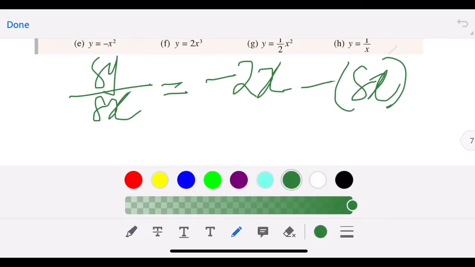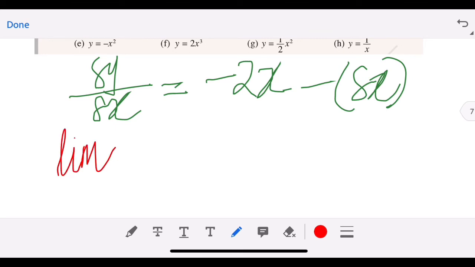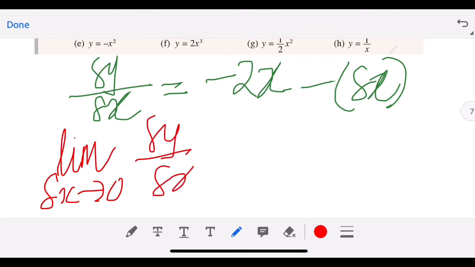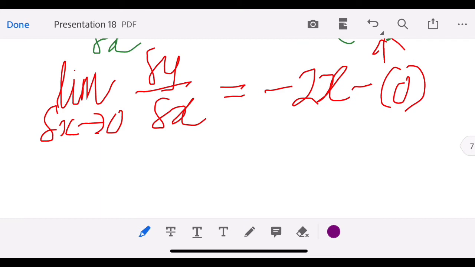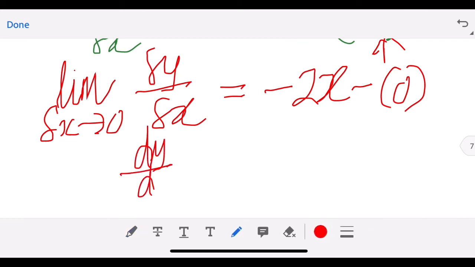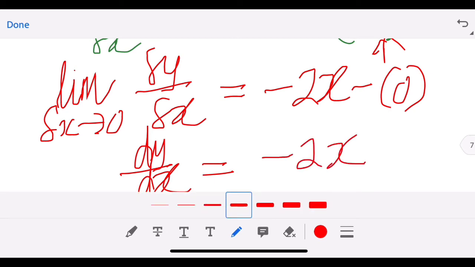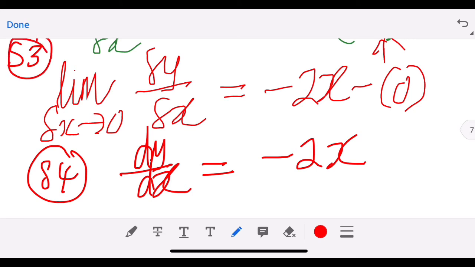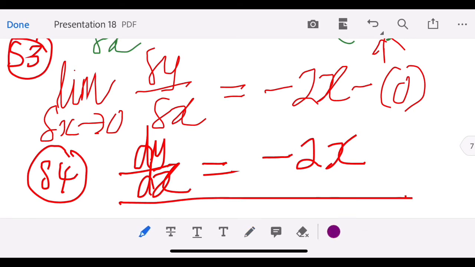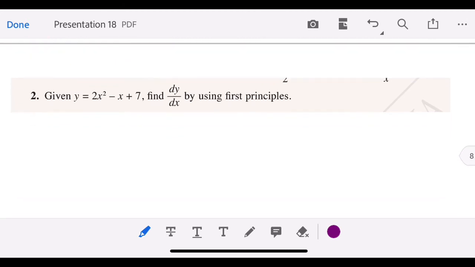So now you can apply the concept of limit when delta x approaches 0 for delta y over delta x, which is negative 2x minus delta x. When you substitute, this one is 0, right? So finally you can say dy/dx is equal to just negative 2x. Got it? Okay, so that is the answer. So we have reached step 4 after we apply the limit at step 3. So this is so-called finding dy/dx using the first principle.